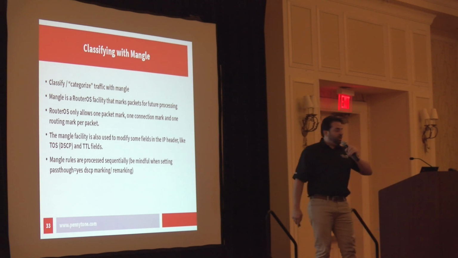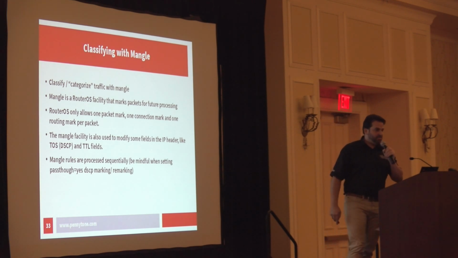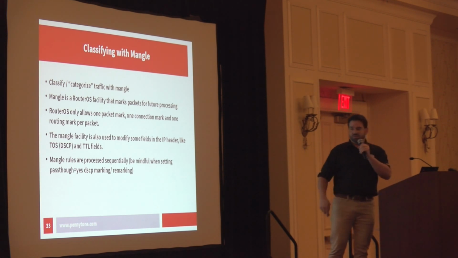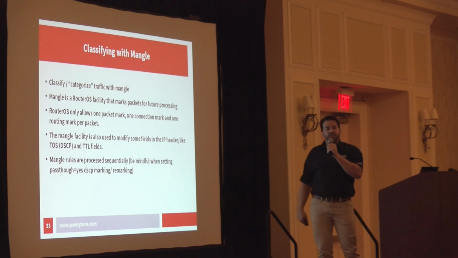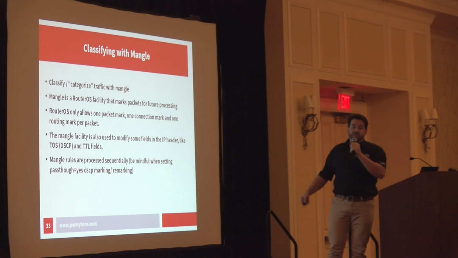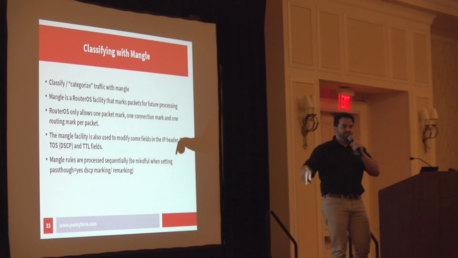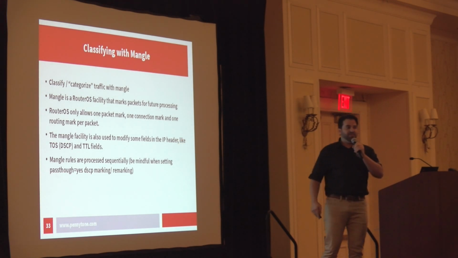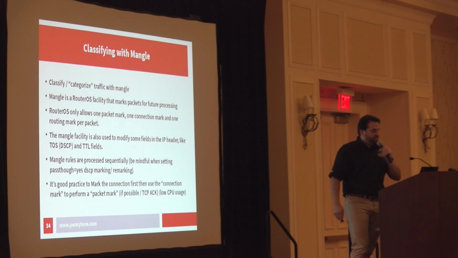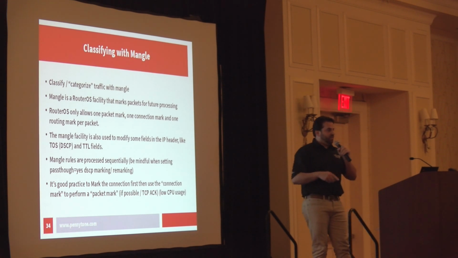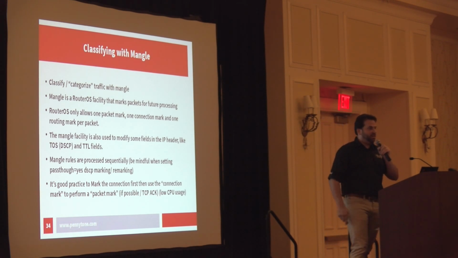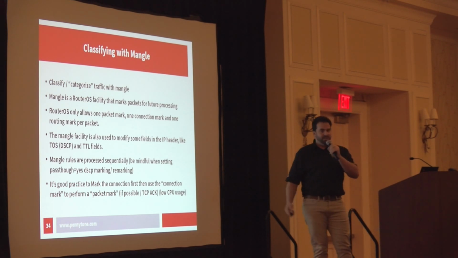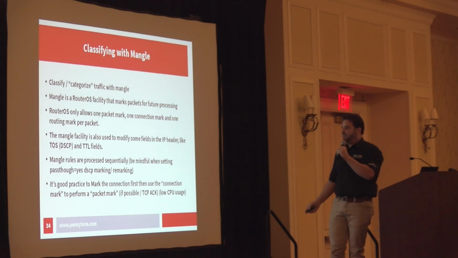And Mangle rules are processed sequentially, so be careful the way you set up your Mangle rules, especially if you're going to use the pass-through option for DSCP. If you're doing DSCP, you should have it pass through, because I'm guessing you want to mangle that traffic later on, not just change something in its header. You want to queue it. And it's a good practice to mark the connection first, then use that connection mark to perform a packet mark, if it's possible. And this promotes low CPU usage.